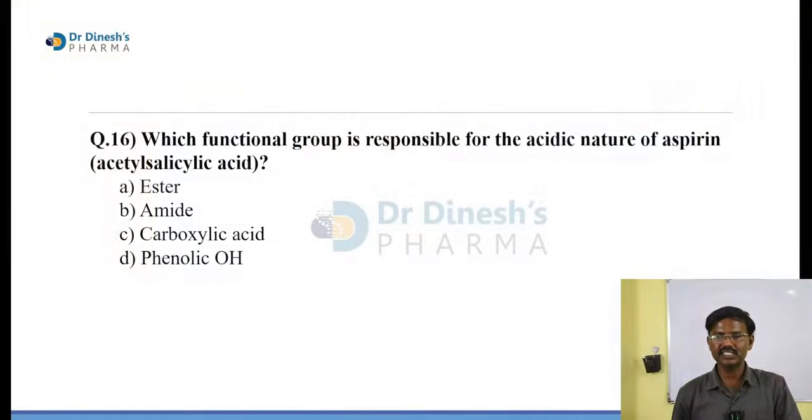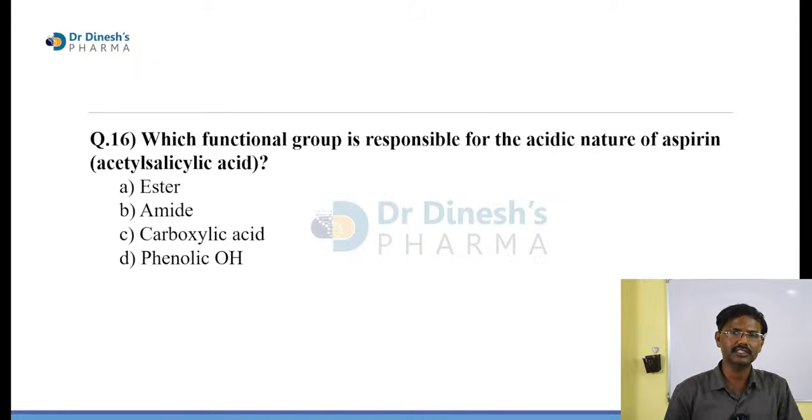Coming to the chemistry questions: which functional group is responsible for the acidic nature of aspirin? Look, many repeated questions on aspirin and paracetamol are in pharmacist, RRB and AIIMS exams, maybe about these analgesics, because these are common OTC drugs and they focus much on this area, aspirin and paracetamol. So let us deep dive into the chemistry of aspirin and paracetamol.